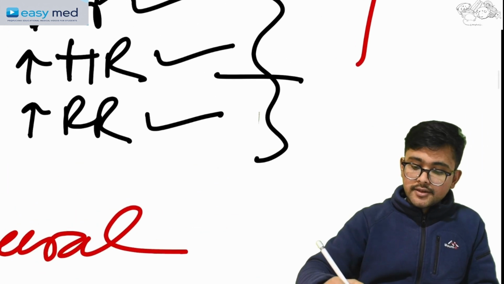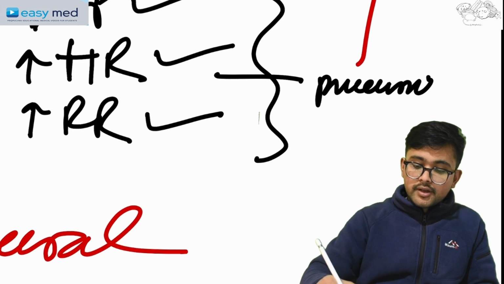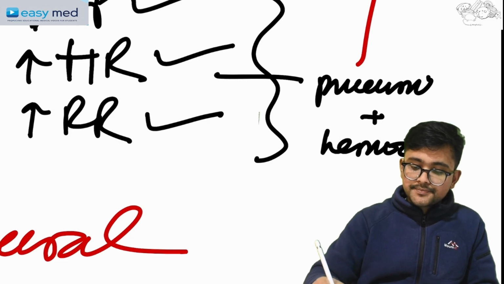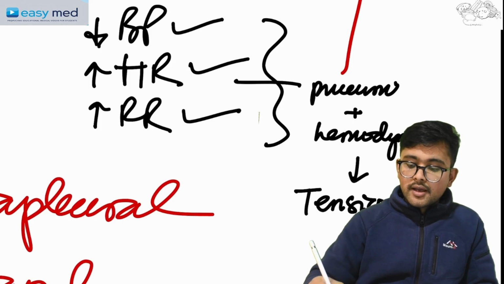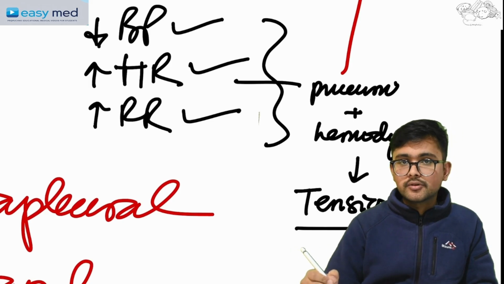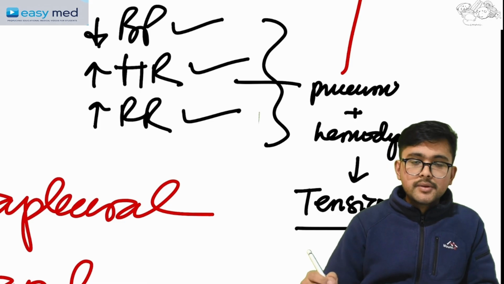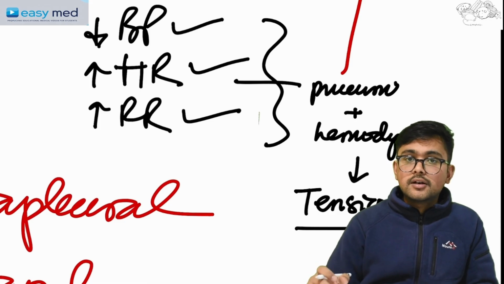So this clinical entity of pneumothorax with hemodynamic compromise is known as tension pneumothorax. And as I told you before, any pneumothorax can go into tension pneumothorax. It is not just traumatic. Primary, secondary, any pneumothorax can go into tension pneumothorax.